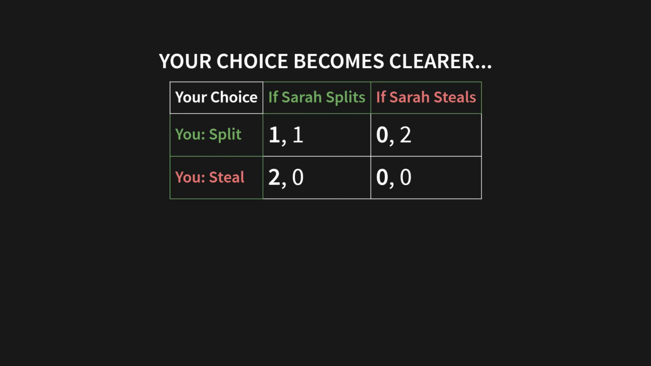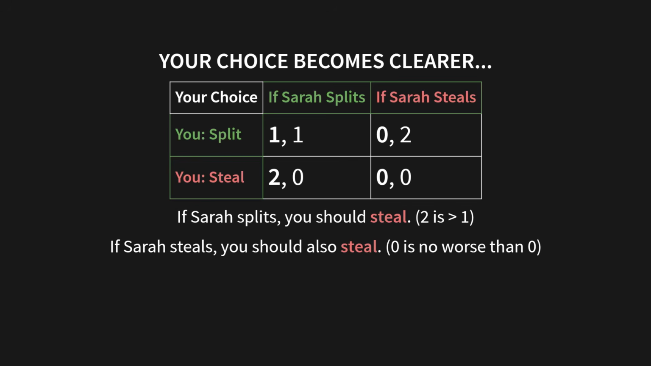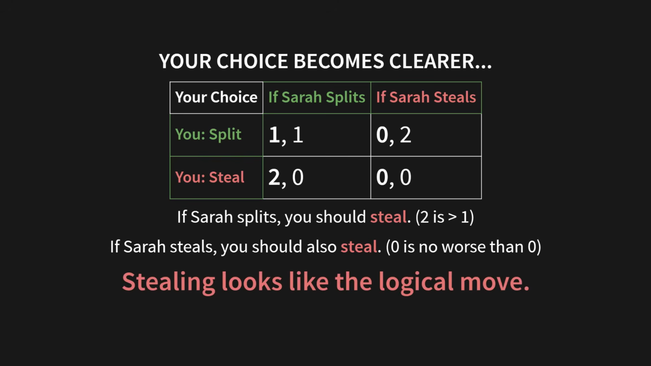Let's walk through it. First, let's say Sarah decides to split. If you also split, you get a payoff of 1. But if you steal, you get a payoff of 2. Well, 2 is better than 1, so you should steal. Okay, now what if Sarah decides to steal? If you split, you get betrayed, which is a payoff of 0. If you also steal, you both get nothing, which is also a payoff of 0. In this case, 0 is no worse than 0, so stealing is still a perfectly logical move. No matter what Sarah does, stealing looks like the logical choice.